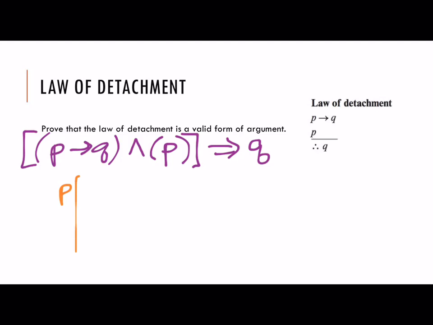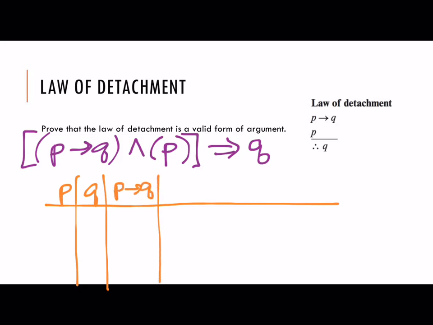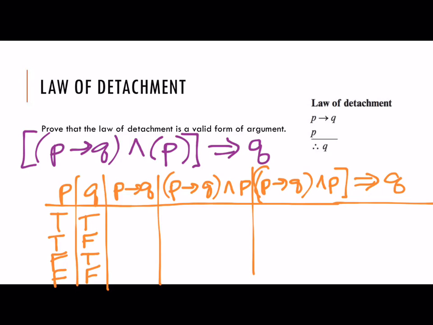So we have columns for P and for Q. And then following the hierarchy, we would do the conditional, because that's in a parentheses. All right, and then next I would do the and, the conjunction. So if P then Q and P. And then finally the entire statement. Does that imply Q? Okay, so here's the setup.